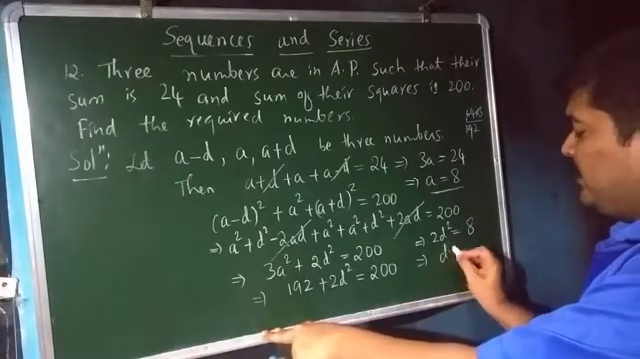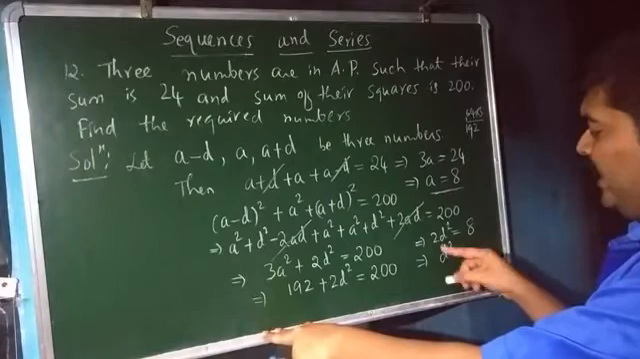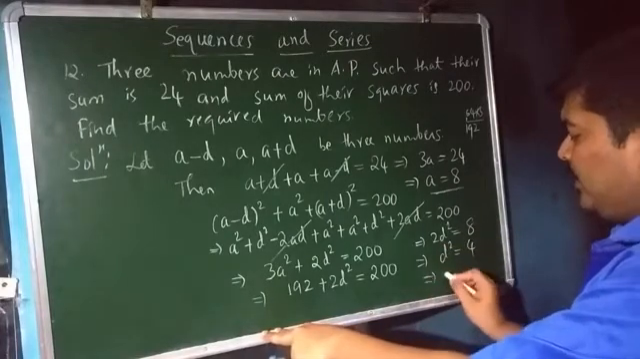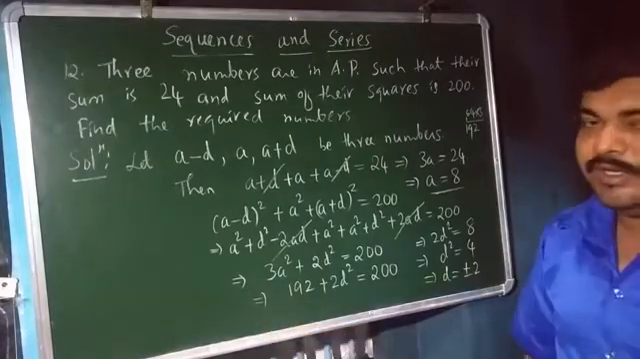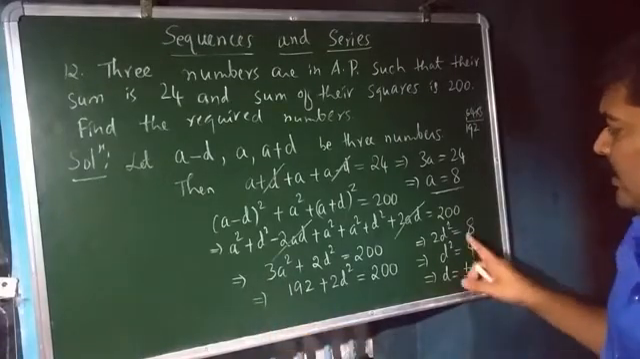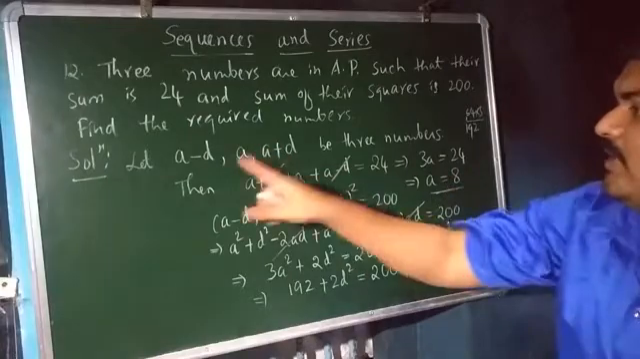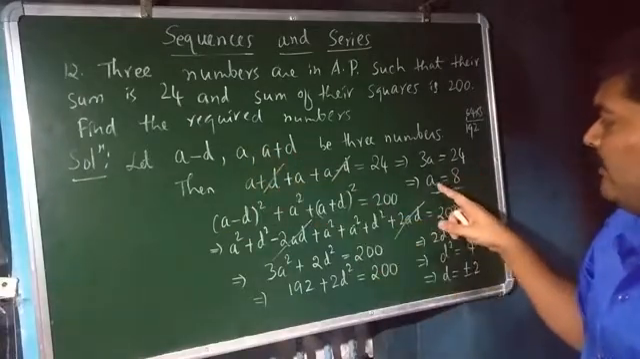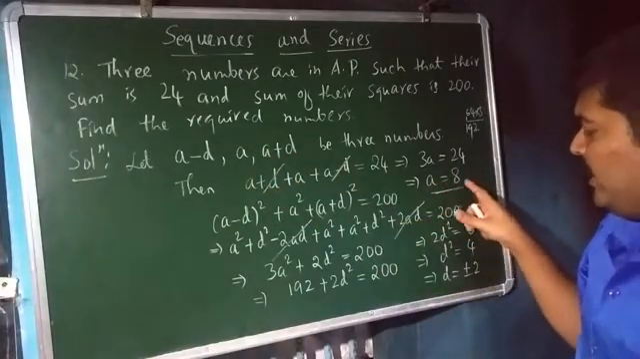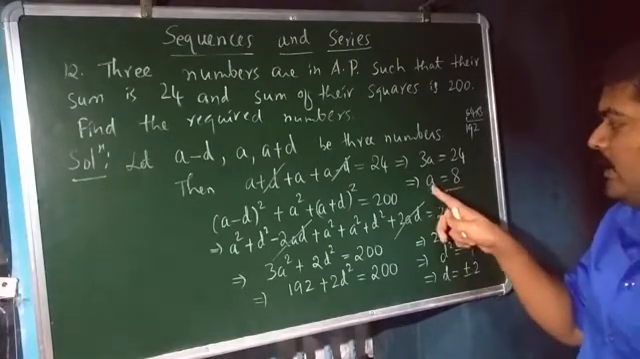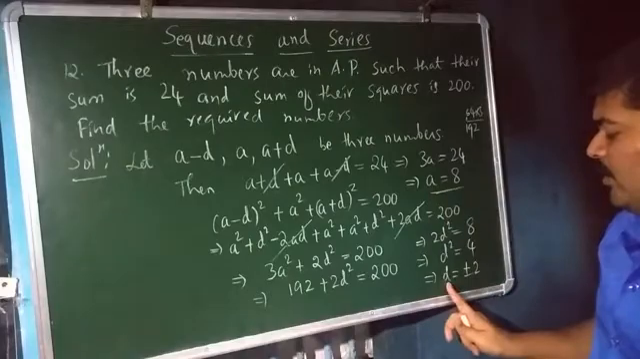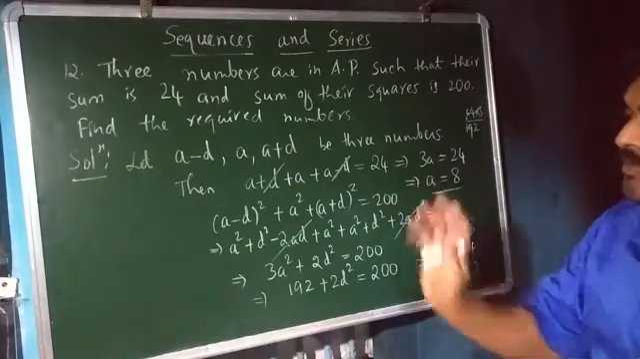Now this implies d square is equal to 8 by 2, that is equal to 4. Now this implies d is equal to plus or minus 2. Now here your task is to find out the required values of these three terms utilizing the value of the first term as equal to 8 and the common difference is equal to plus 2 in one case, and the first term as equal to 8 and common difference as equal to minus 2 in the second case.